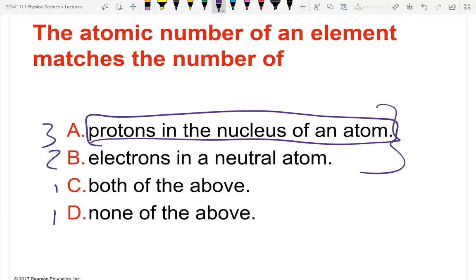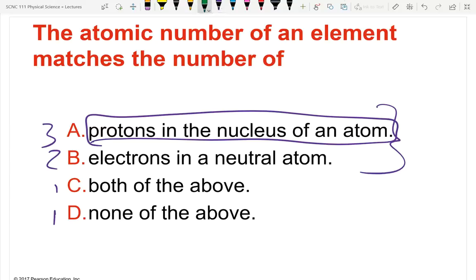But because the two numbers are the same, I wouldn't put this on a test because both of those would be correct. Unless I said, which one is the technically correct one? Which is kind of a harsh question because you're like, but if you know that the two have to be the same, you're like, well, which one is it? Is it the number of electrons or the number of protons if they have to be the same? So it's the number of protons in the nucleus. Electrons in a neutral atom is the same as the number of protons in the nucleus. So C, both of the above, would have also been a correct answer. So the only one that would work would be none of the above.